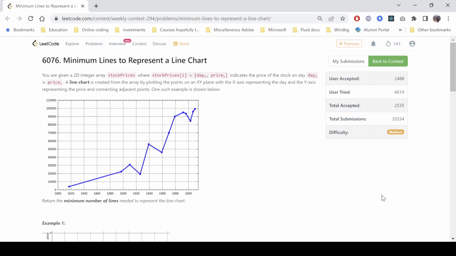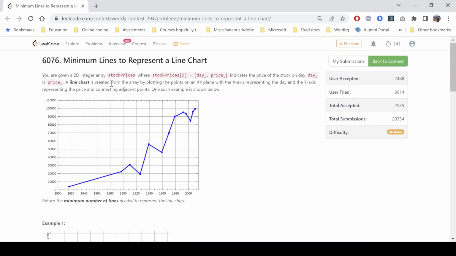In this video, we'll discuss the third problem of Leetcode Weekly Contest 294. It's a medium level problem. The problem name is minimum lines to represent a line chart. So the problem says that we are given a 2D integer array stock prices where stock prices of I denotes day of I and price of I. That means the price of a stock on day I was price of I.